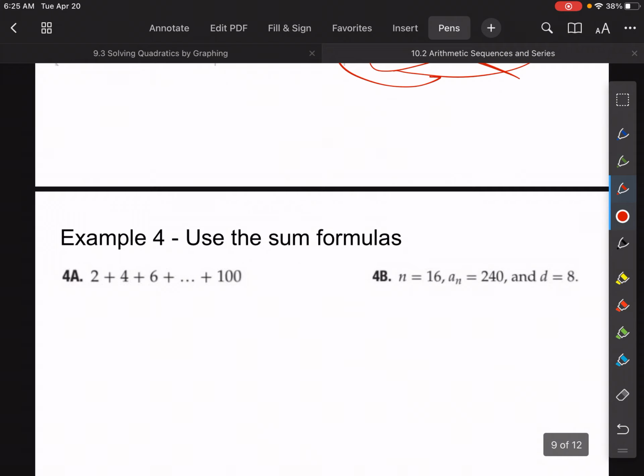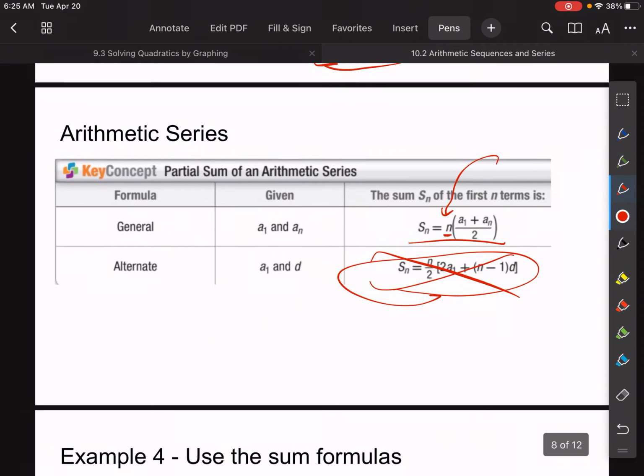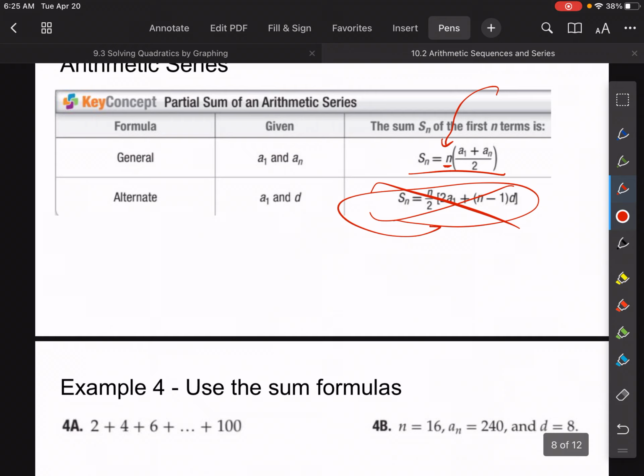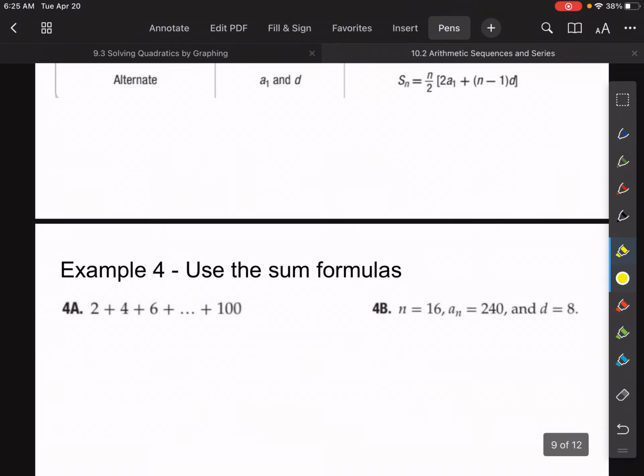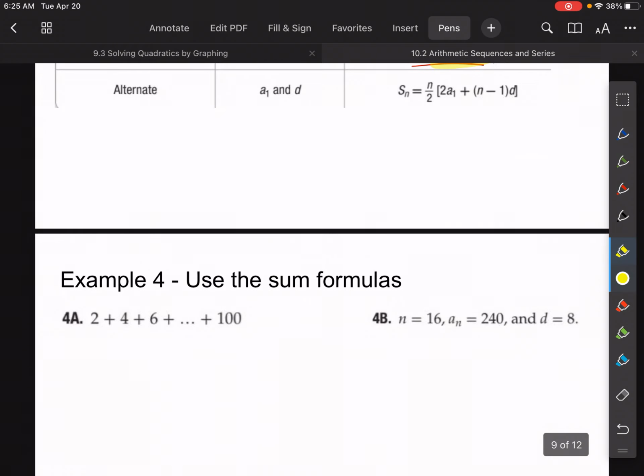So example 4 says use the sum formula, either one. The other one, I mean, this one works, you guys. I'm not trying to say don't use it. I'm just saying this first one makes a lot more sense. Okay, so use the sum formulas to figure this out.